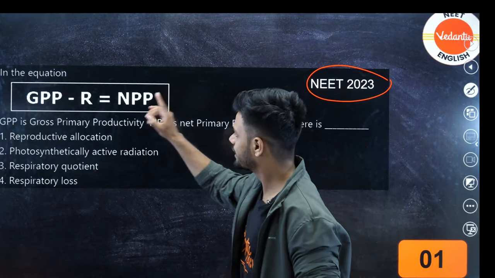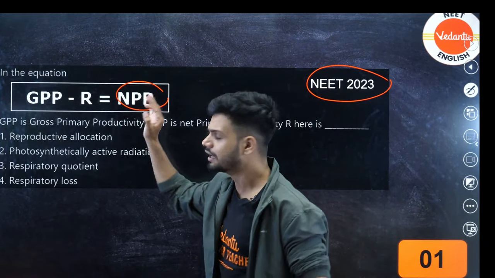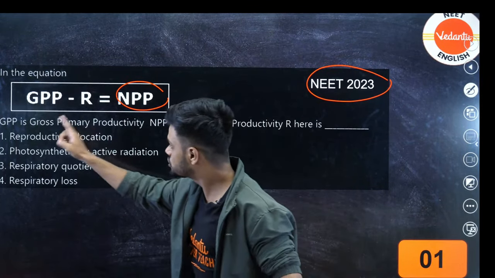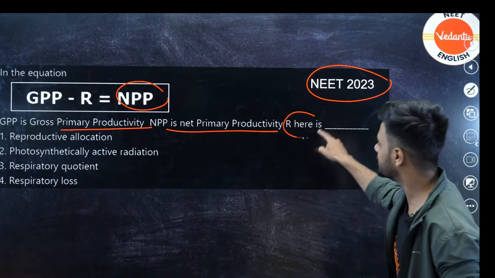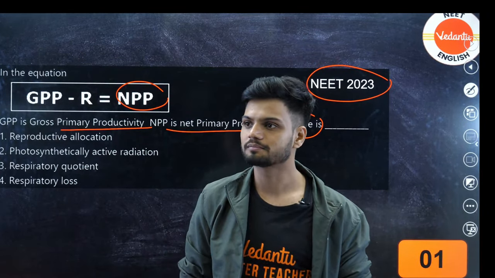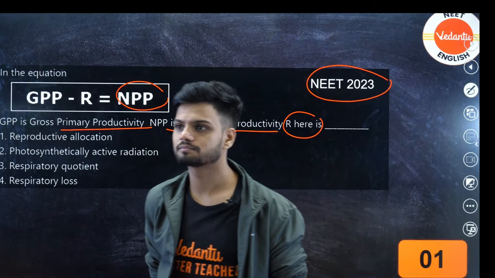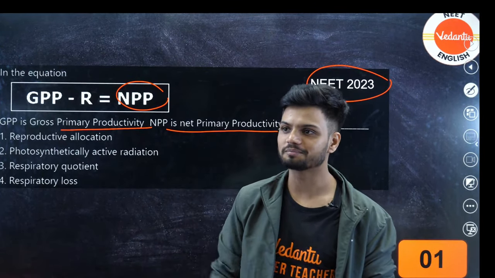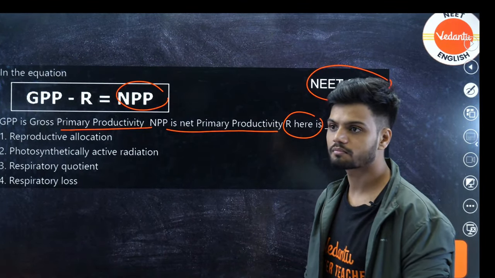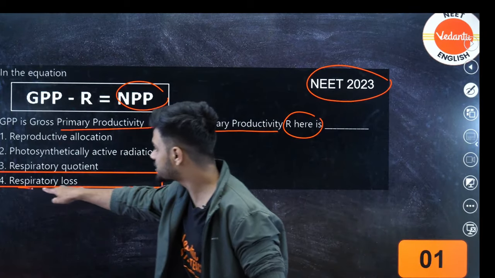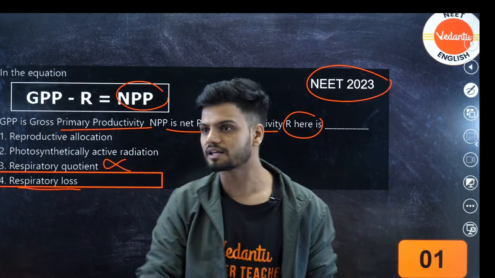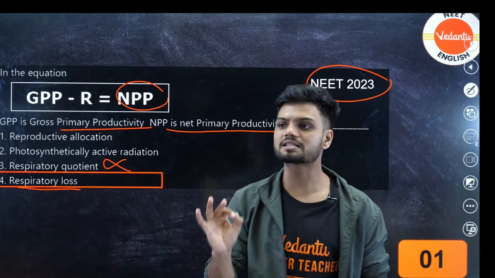In an equation, GPP minus R is called NPP. Gross primary productivity minus respiration is called net primary productivity. The GPP is here, NPP is here. The R here stands for... Quick answers. Botany, right? Tell me fast. What is the R here? R is nothing but your respiratory loss, not respiratory quotient. Respiratory quotient is the wrong answer. The answer here is your respiratory loss. R is the respiratory loss.